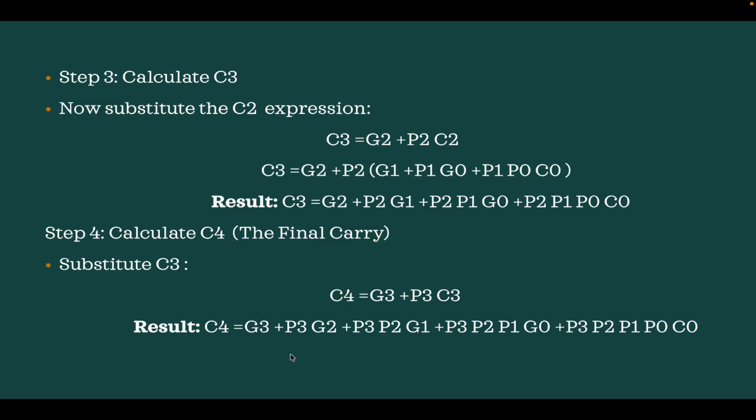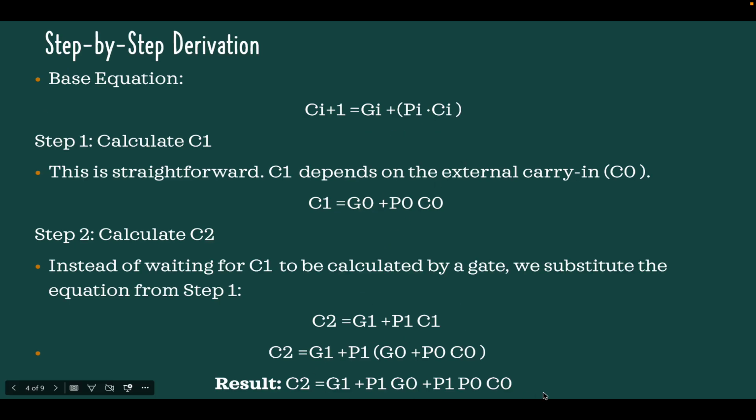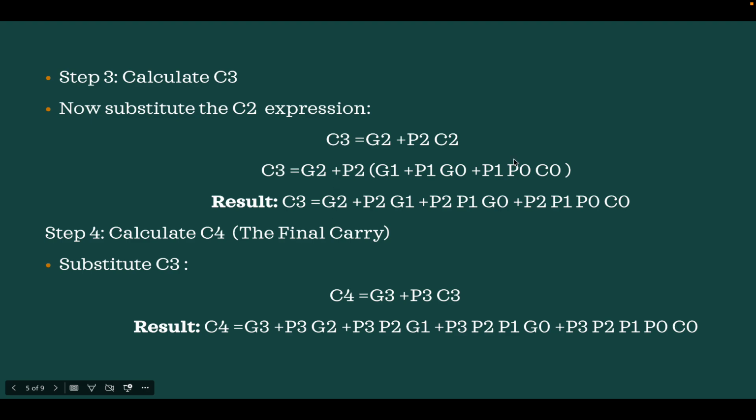Now going to C3, we need C3, right? Now we'll substitute the C2 expression. I have C3, I get C2 here. I'll substitute whatever was in C2, and again I'm going to multiply. I'll get this final result equation. Then the final carry, the final Cout: I have C4, and C4 will be G3 plus P3 C3. I'm going to multiply everything out and keep it. I have multiplied C3 here, this C3 is going to be multiplied with P3. This is my final Cout.